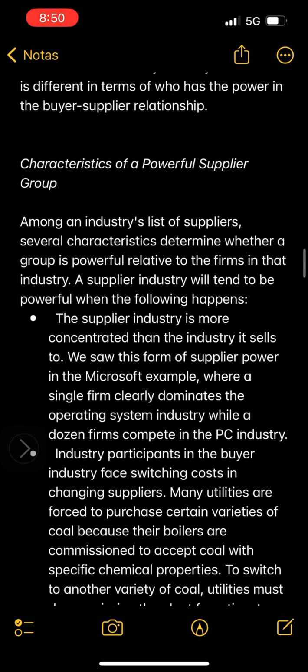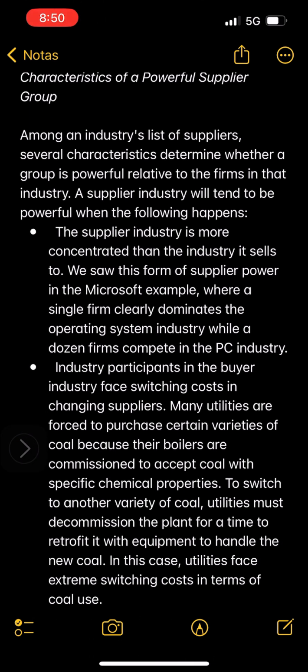Among an industry's list of suppliers, several characteristics determine whether a group is powerful relative to the firms in that industry. A supplier industry will tend to be powerful when the following happens. The supplier industry is more concentrated than the industry it sells to. We saw this form of supplier power in the Microsoft example, where a single firm clearly dominates the operating system industry, while a dozen firms compete in the PC industry.